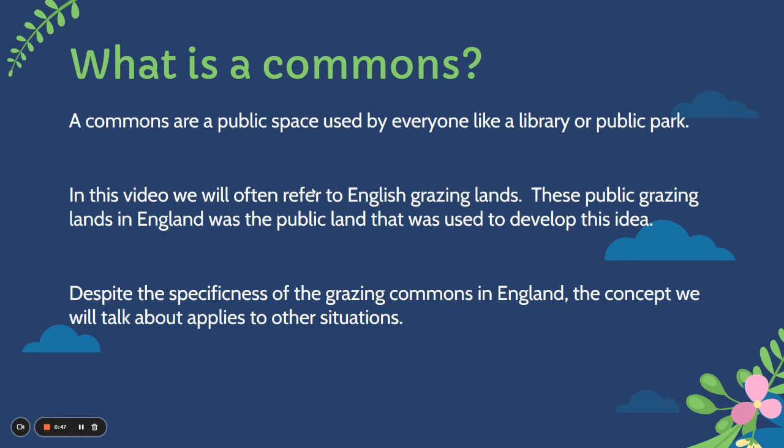In this video, we're going to often refer to English grazing lands, the public grazing lands in England that were used to develop this idea in the 1800s. Despite the specificness of the grazing commons in England, the concept we talk about applies to tons of other situations, whether it be water rights, the planet, carbon dioxide usage, all of that stuff. It still applies.